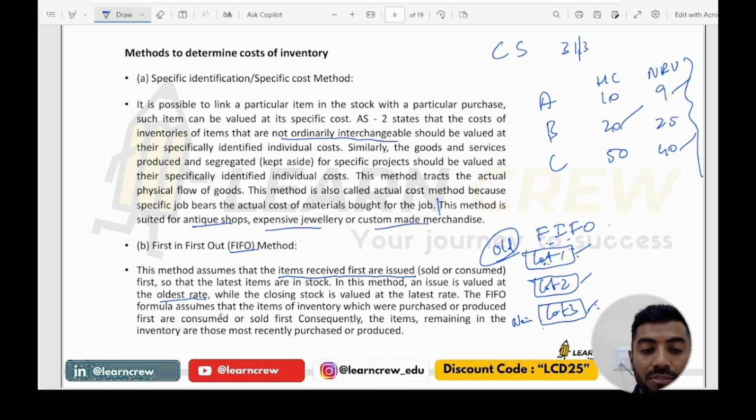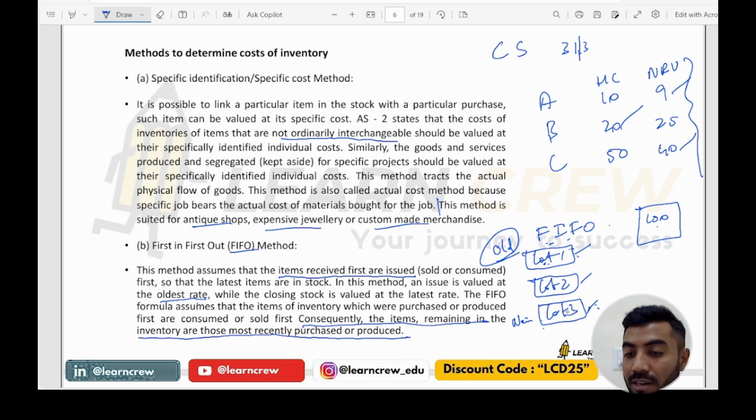The FIFO formula assumes that the items of inventory which are purchased or produced first are consumed or sold first. Consequently, the items remaining in the inventory are those most recently purchased or produced. So say we have 100 quantities in the inventory, that will be from the latest purchase. The initial purchase would have been sold or consumed. Understood? We'll move on to the next topic.